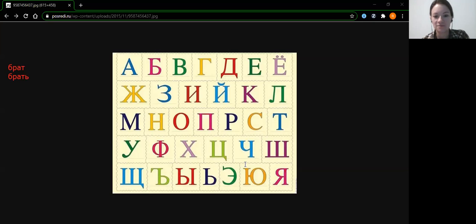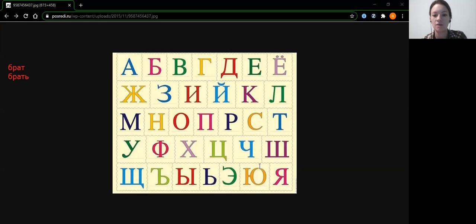Then we have э. This is very similar to е, but here we have two sounds, y and e, and here only e. Normally we use э only for foreign words like Ecuador, the name of the country, or equator, this line on our planet.